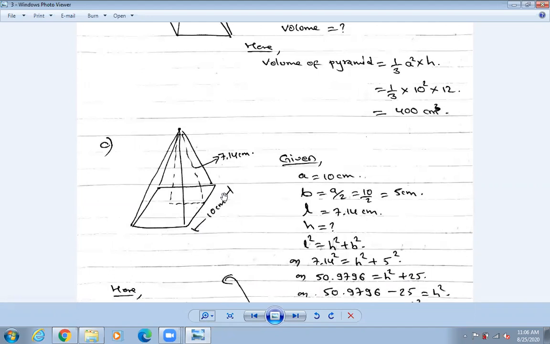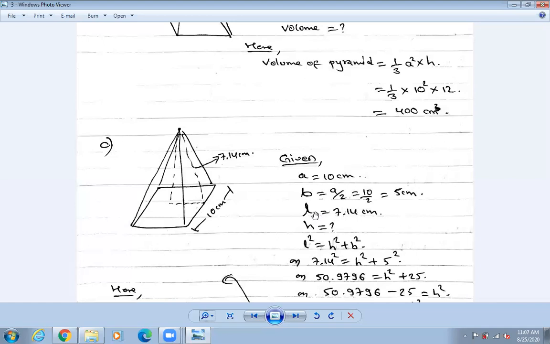This is 10 centimeter, this is A. Now what is given? This one, 7.14 centimeter is given. Is it H or L? This is L. L is 7.14 centimeter. What are you asked to find out? You are again asked to find out the volume. But in case of volume, we are not asked to find out the L.